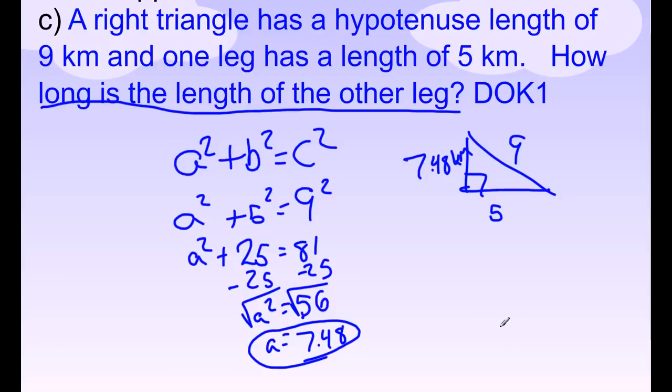And there we go. We used the Pythagorean theorem. We plugged in the hypotenuse for c, one of the legs for b. We simplified each side. We got the variable by itself. We square rooted each side and found our missing leg is 7.48 kilometers.